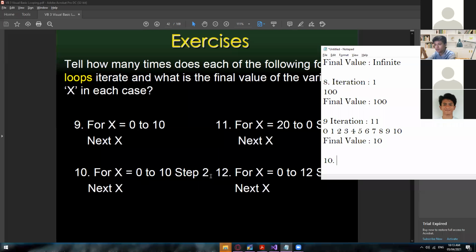For x is equal to 0 to 10, step 2. In here, it now declares this step value or incrementing value.